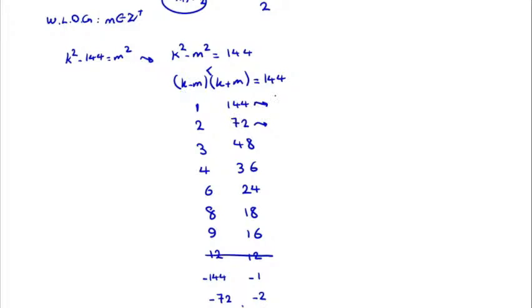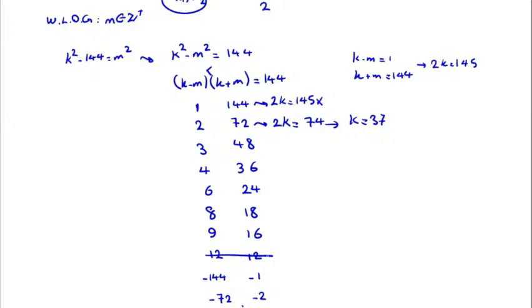So look, k minus m, if it is 1, k plus m is 144. Then if we add up these two equations, 2k equals 145, and it's impossible because 145 is odd. So both of them should be even or both of them should be odd. The sum of them should be even. Next case, 2k is 2 plus 72, 74. K is 37. Now again, here negative 1, negative 144, the sum is odd, impossible. For this one, 2k will be negative 74 and k will be negative 37.